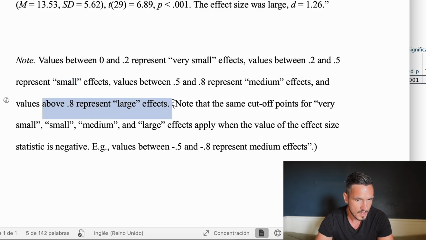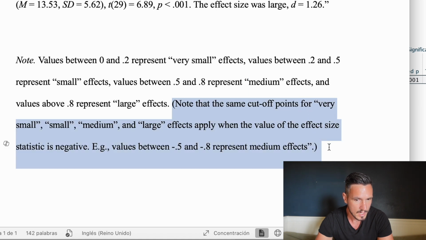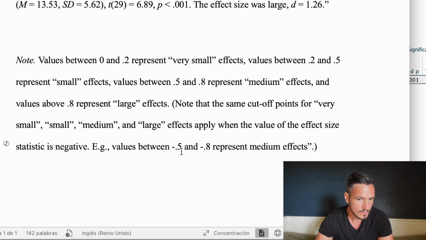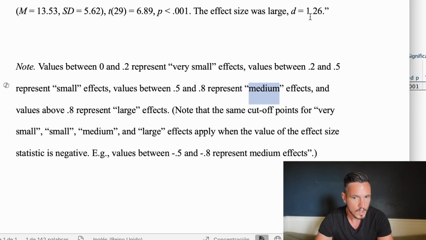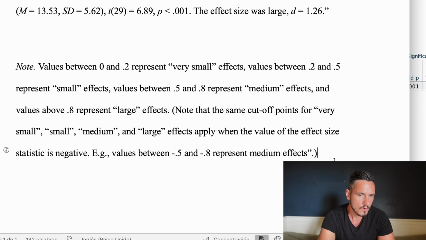And I've mentioned here that these same thresholds apply if you have a negative Cohen's d value as well. So a value between negative 0.5 and negative 0.8, for example, would also represent a medium effect, just like a value between 0.5 and 0.8 would represent a medium effect. So here we have a value of 1.26, and as this is above 0.8, I've described that as a large effect. So that's essentially it for the paired samples t-test on version 31 of SPSS.